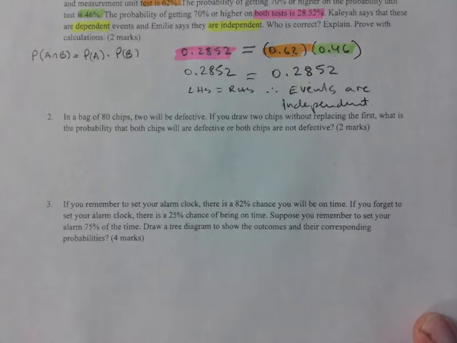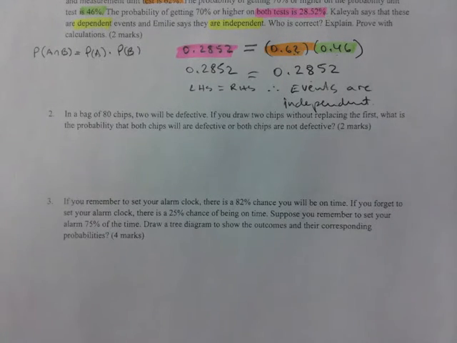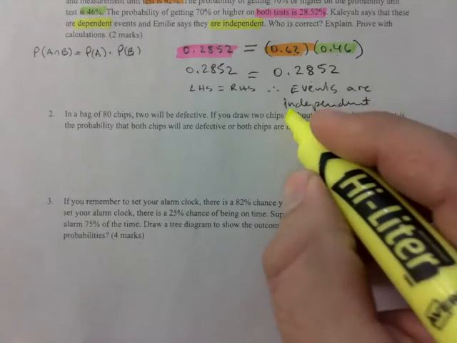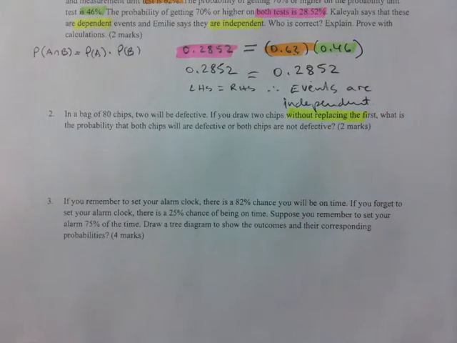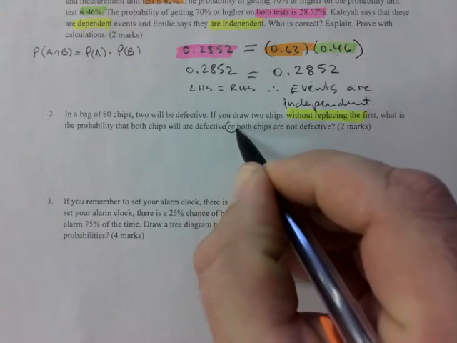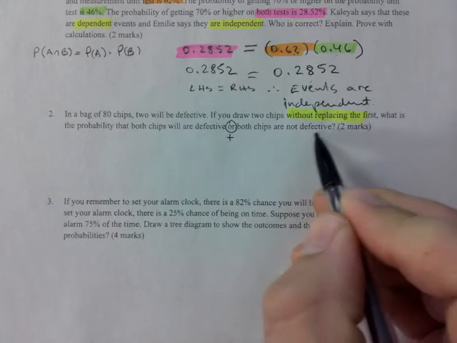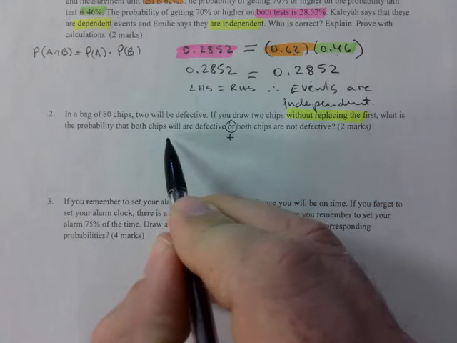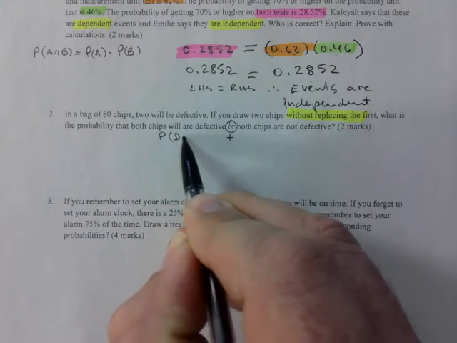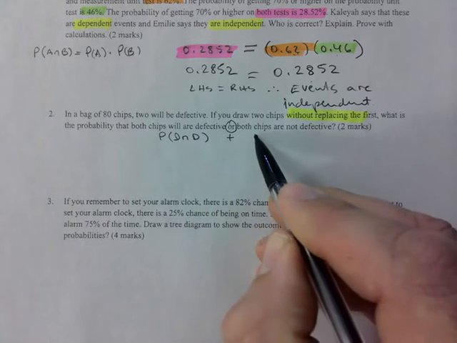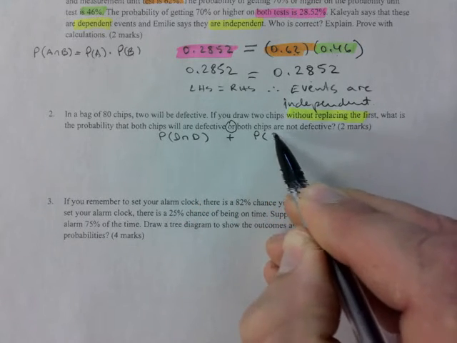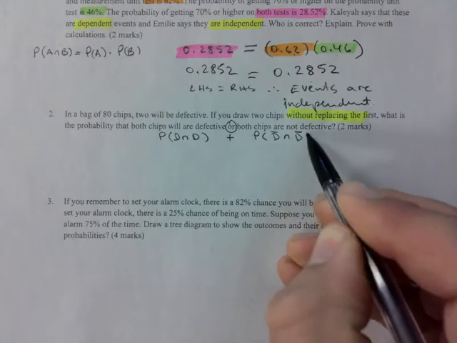And so next, in a bag of 80 chips, 2 will be defective. If you draw 2 chips without replacing them, very important, what is the probability that both chips are defective, or both chips are not defective? So this is basically saying probability of D and D, Dungeons and Dragons, or not D and not D. That's basically what this is saying.